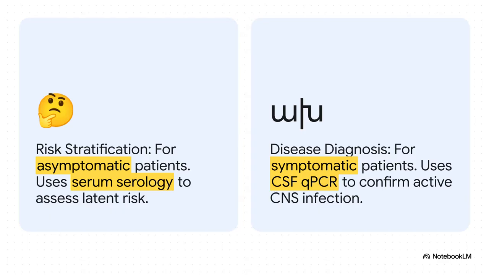So here's the bottom line. We use two completely different tools to answer two completely different questions. For an asymptomatic patient who's about to start a high-risk therapy like natalizumab, we use serum serology to figure out their risk. A positive antibody test tells us they have the latent virus and are therefore at risk. But for a patient who is already symptomatic, serology is useless. For them, we need a quantitative PCR on their cerebrospinal fluid to prove active viral replication inside the CNS.